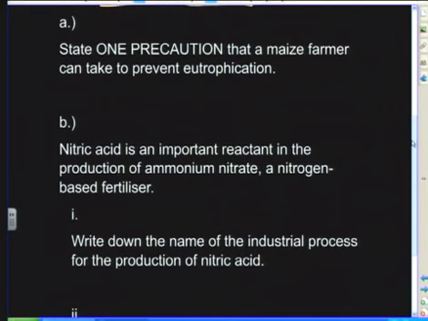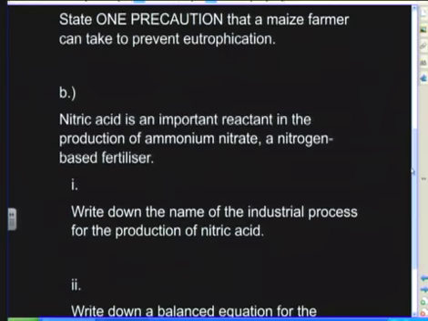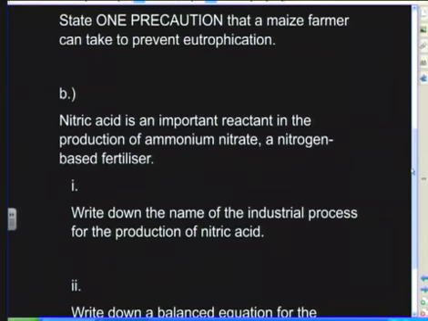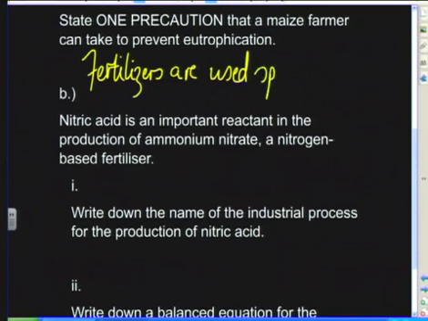All right, you will find these questions in the notes on the net where you can download them. But let me just answer a few. Maybe the first one here. State one precaution that a maize farmer can take to prevent eutrophication. I've mentioned that a farmer would have to ensure that fertilizers are used sparingly, okay? Fertilizers are used sparingly. Don't just do bucket chemistry, okay? Right, sparingly to ensure that that doesn't happen.